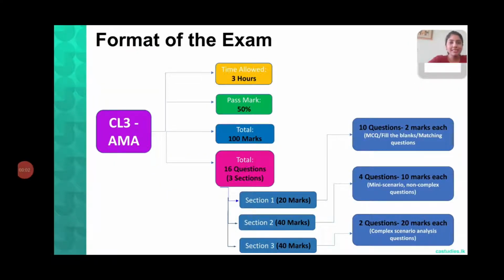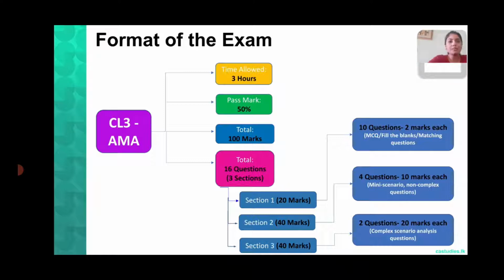Okay, let's take a look at the format of your exam. So, your AMA exam is structured to be completed within 3 hours with a pass mark of only 50%, out of a total of 100 marks for 16 questions under 3 sections. Let's see what those 3 sections are.